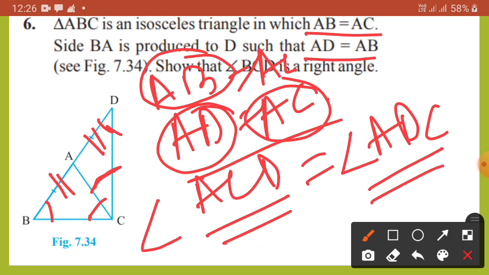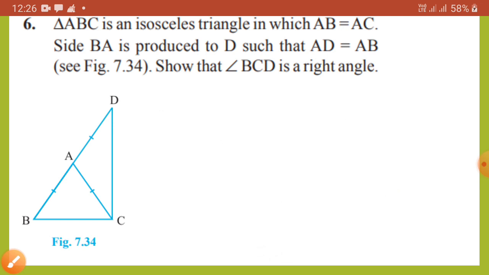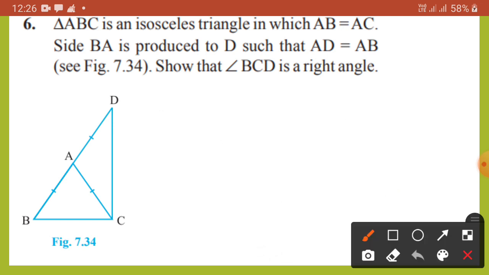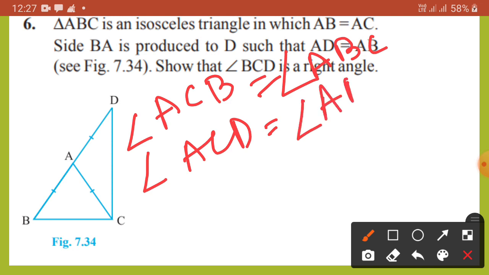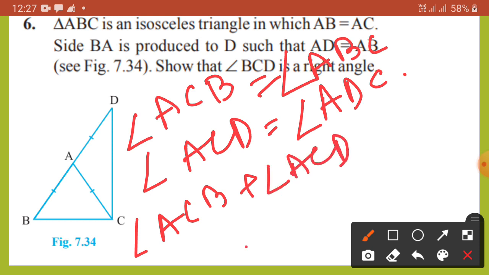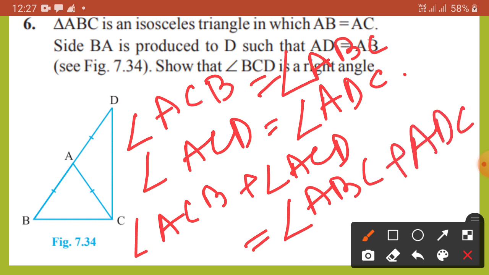Now if we add these two equations, the equations are, one is angle ACB is equal to angle ABC and the other is angle ACD is equal to angle ADC. If we add these two equations, we are getting angle ACB plus angle ACD on the left side, and on the right side angle ABC plus angle ADC.